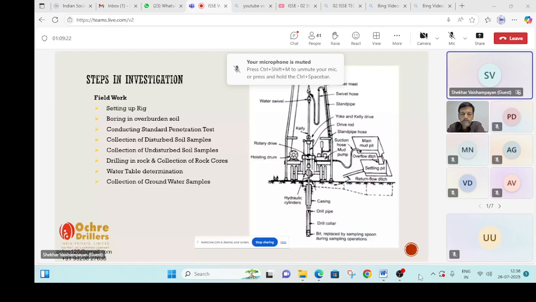We excavate the ground, right? So we take out everything. Once we take out everything, we need to actually understand and monitor the subsurface conditions. The monitoring is possible only after you place the foundations.